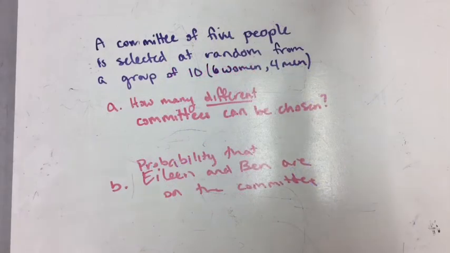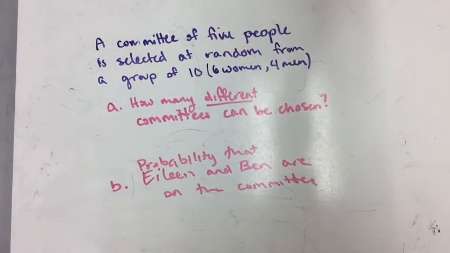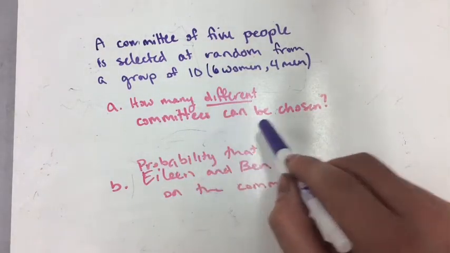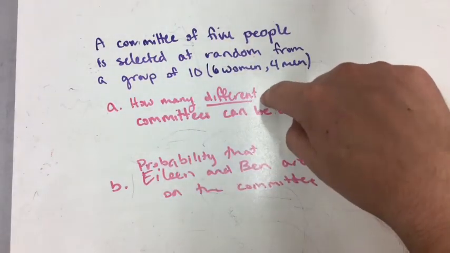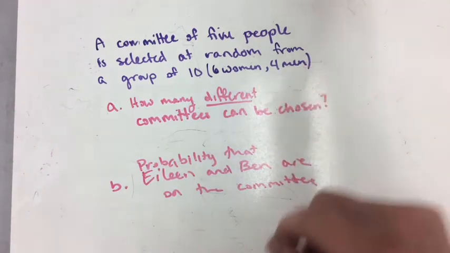Okay, here's a question that you can expect to see from combinations. We have a committee of 5 people selected at random from a group of 10. There's 6 women in this group and 4 men in this group, okay? How many different committees can be chosen? This is the key word here to know that it's a combination: how many different committees can be chosen.